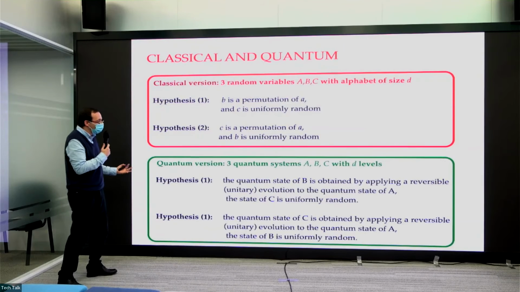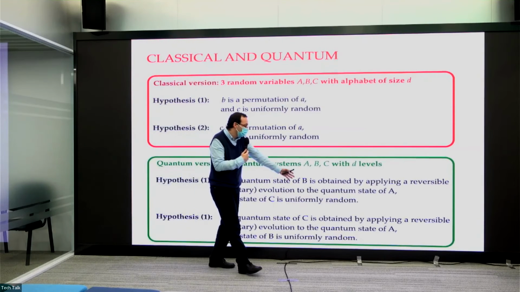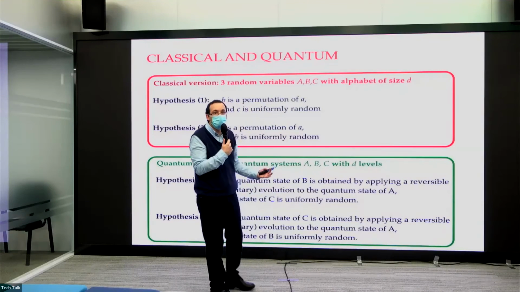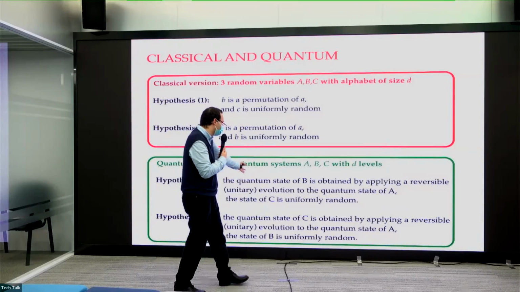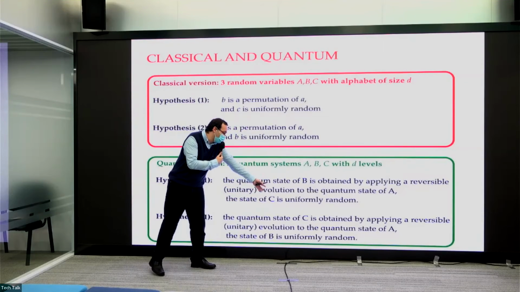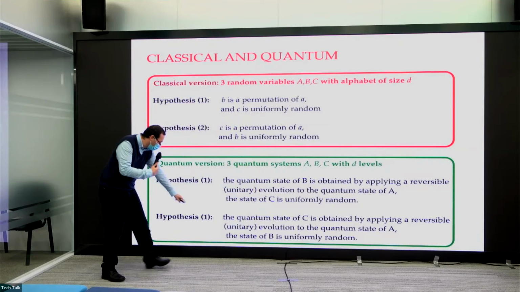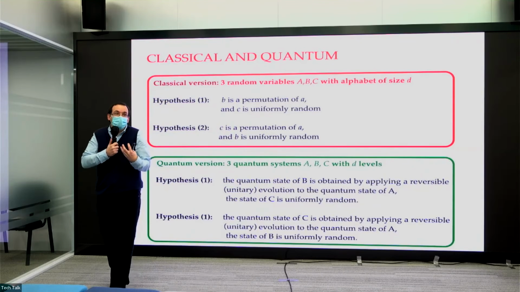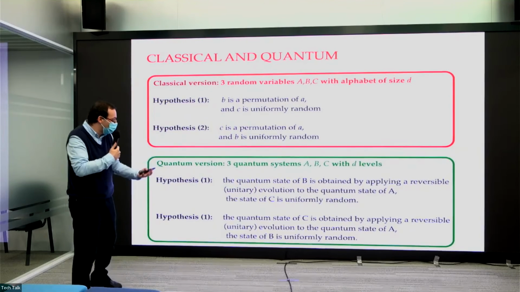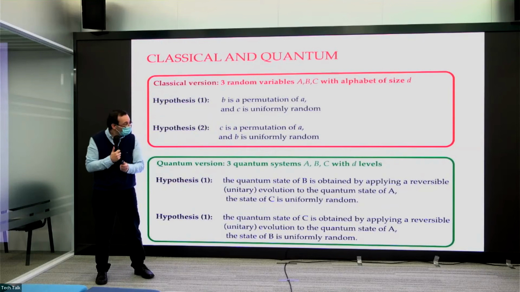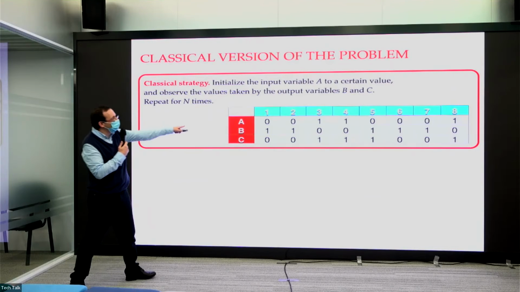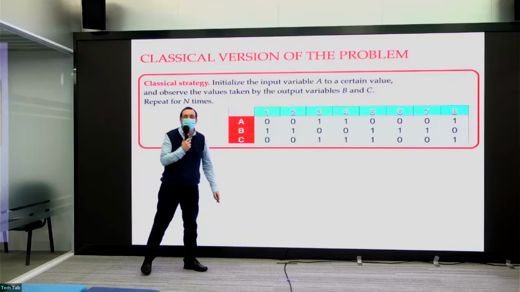In the quantum version, you would say that the quantum state of B is obtained by applying some reversible transformation to A. For those of you who know quantum theory, this would be called a unitary evolution, whereas the state of C is random. And the other hypothesis, sorry, this is hypothesis 2, would be the one where C is obtained from A by reversible evolution and B is random. So what is the classical solution? I think time is running fast, but I would like you to try to guess from this table which of the 2 dependencies is correct.